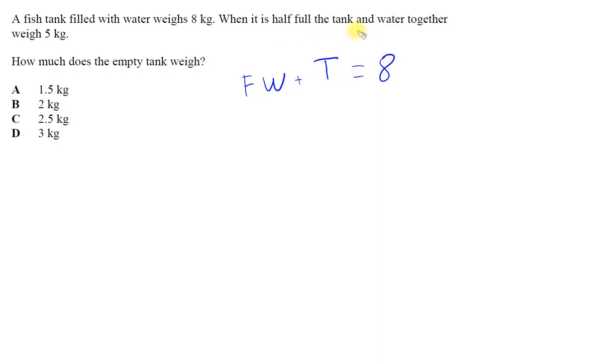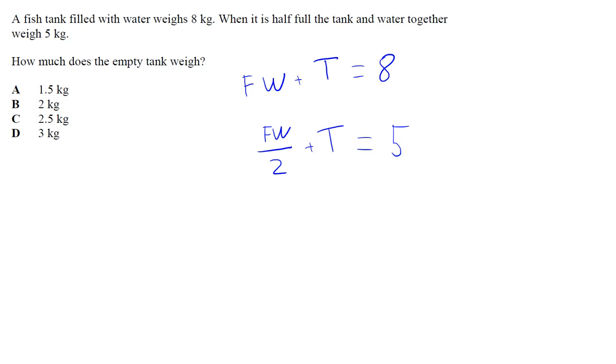Also, when the tank is half full, and the tank weight itself is added to it, we have a total of 5. So, if this is the weight of the water, we have half of this. So, a half of FW, seeing as the tank is half full, plus the same weight of the tank, since the weight of the tank hasn't changed, is actually equal to 5.